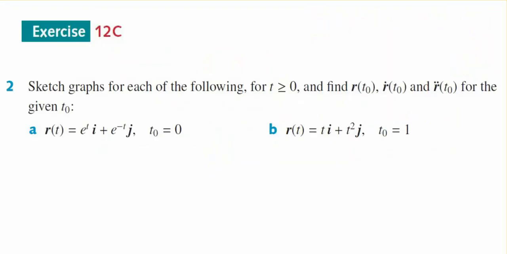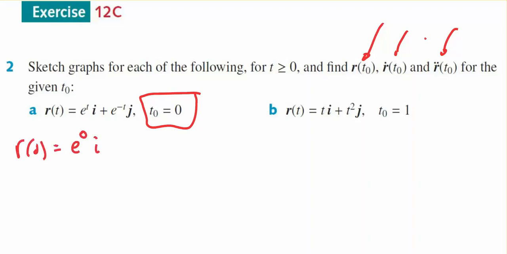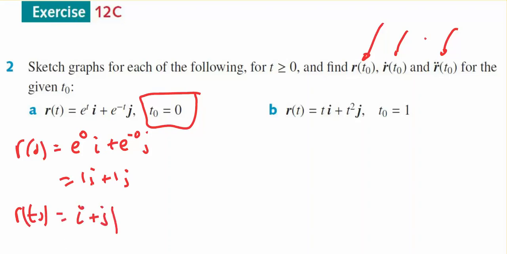Okay, so what does that look like? 12C, sketch the graphs of each of the following. Find the initial position, the initial velocity, the initial acceleration. Okay, so t0 is 0, so that's where I start counting. So to do these answers first, r of 0 is going to be e to the 0 in the i plus e to the minus 0 in the j, which is 1i plus 1j. Therefore, r of t0 equals i plus j.